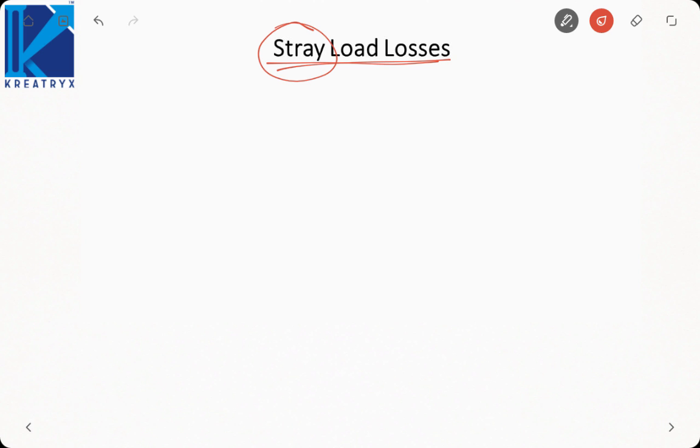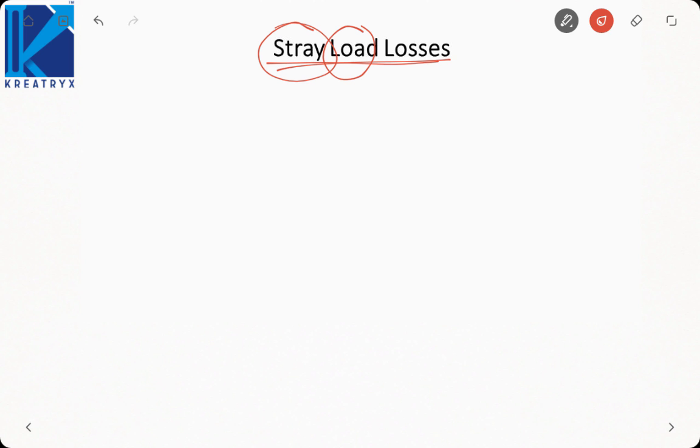The next thing is that they depend on the load current, hence the term load. So these are variable losses because they depend on the load current. But the core losses depend on the voltage and frequency and not on the load current, hence they can be considered as constant loss. Copper loss also depends on the load current, so it is also a variable loss. So copper loss and the stray load loss are considered variable losses because they depend on the load current.